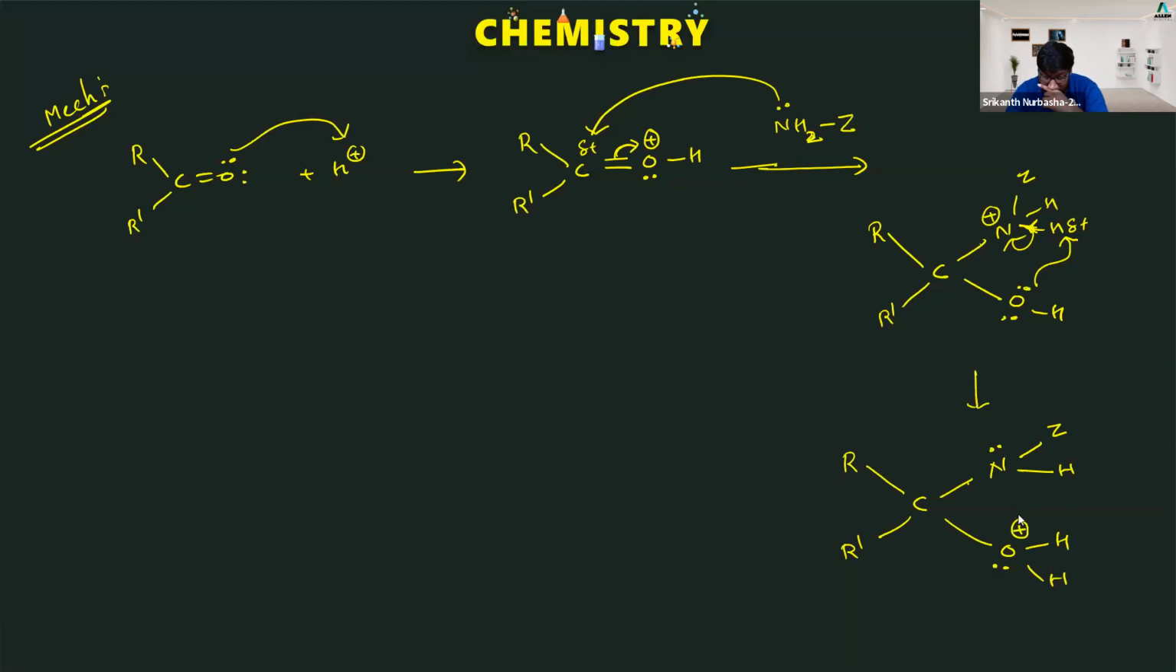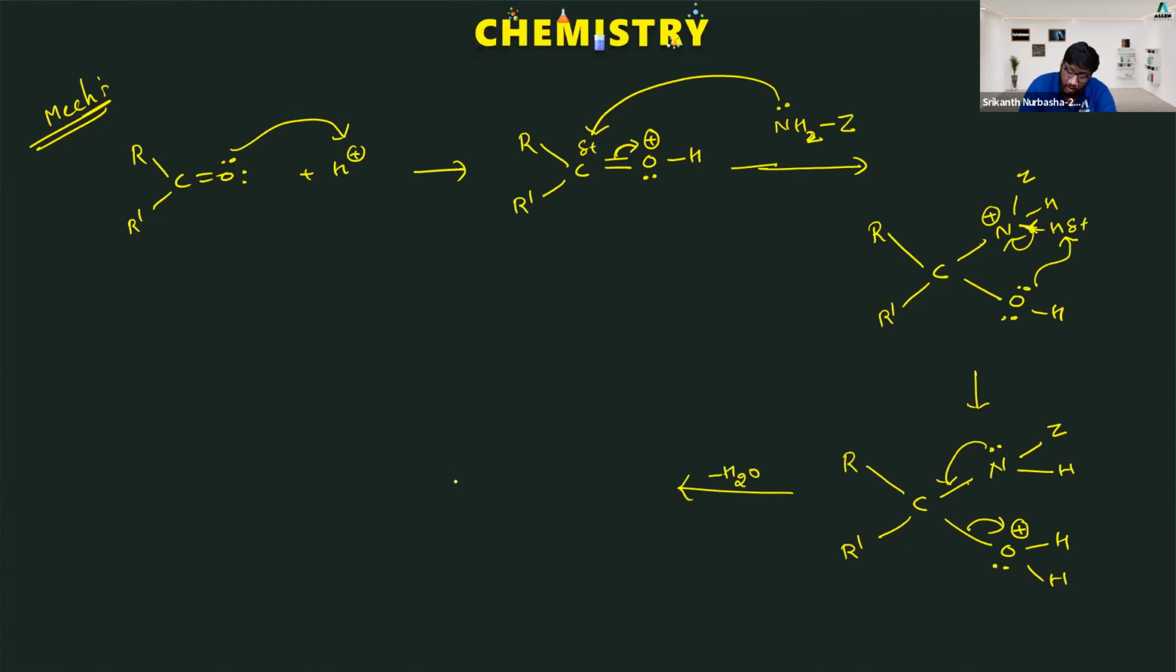R, C, R dash, with carbon connected to nitrogen, and nitrogen connected with a Z group, the NH group, and OH2 plus is there. Now what will happen? The lone pair of electrons on nitrogen comes in because oxygen bearing a positive charge is unstable. As soon as they come in, the C-O electron density is given to oxygen. So loss of water occurs.